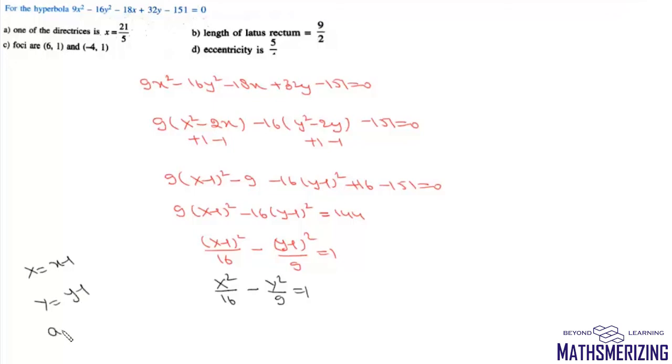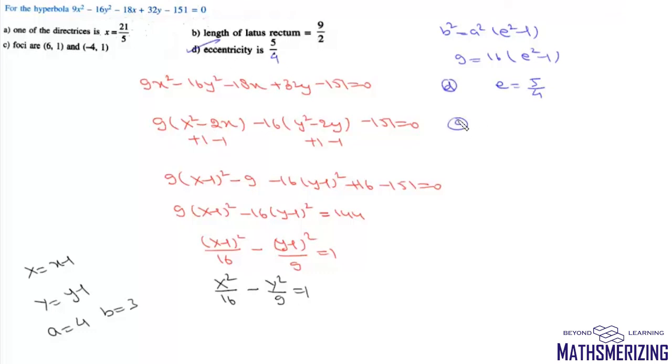Now for this hyperbola, the value of a is 4 and the value of b is 3. So first we'll find its eccentricity. We know that b square is a square into e square minus 1. So b square is 9, a square is 16, and this is e square minus 1. So we'll get the value of e as simply 5 by 4. So that's your option number D.